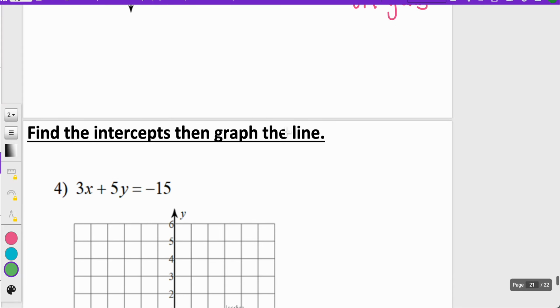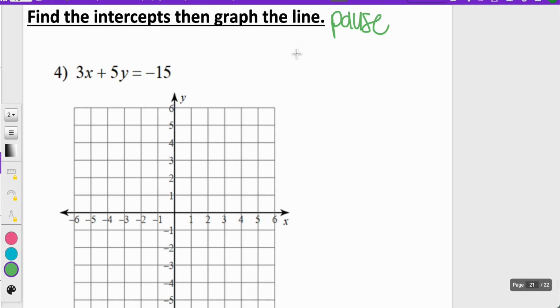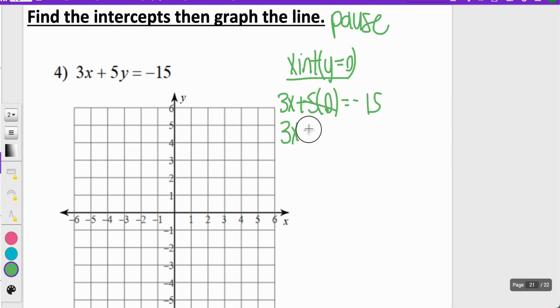Okay? One more for us to try in this video. Let's pause it here. Try this one on your own, and when you're ready to check it, click play. All right, my x-intercept first means y is equal to 0. So 3x plus 5 times 0 is equal to negative 15. Those cancel out, so all that's left is 3x is equal to negative 15. Divide both sides by 3. X is negative 5. So here on the x-axis, I want my x being negative 5.